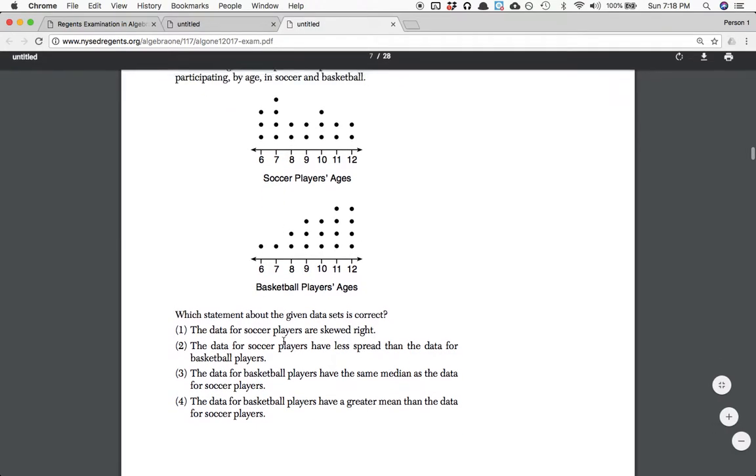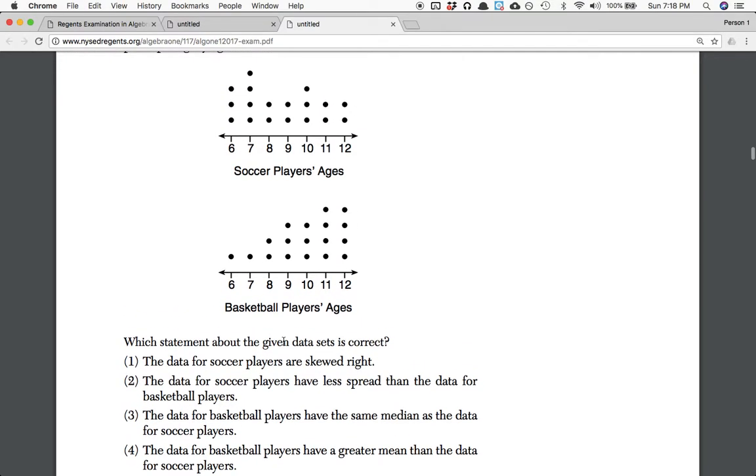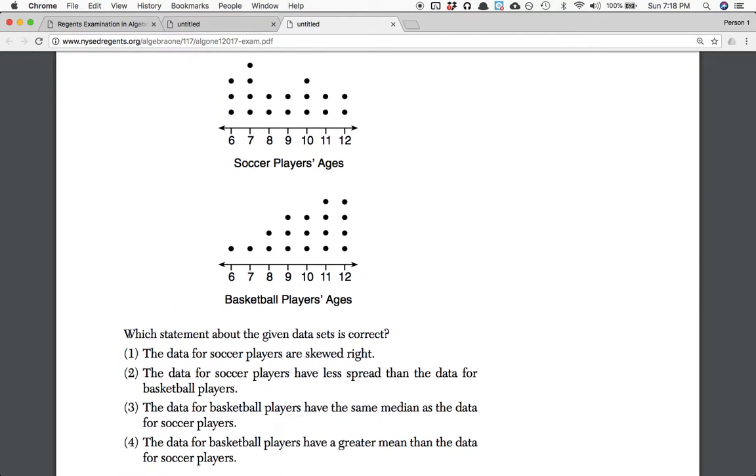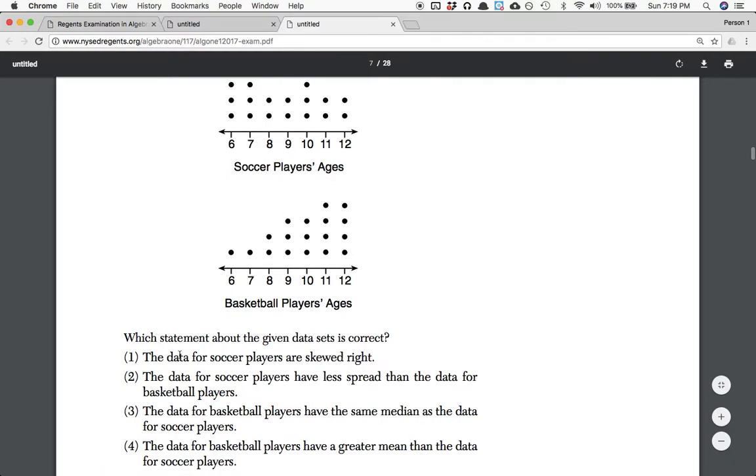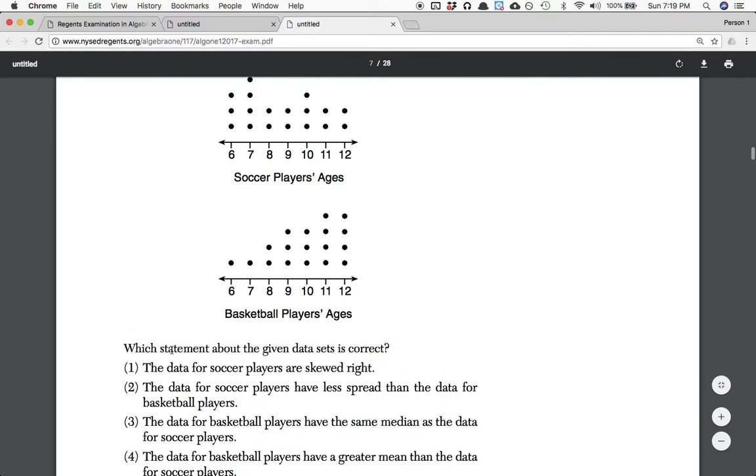And it wants to know, and maybe I can zoom in a little bit now that we see what those two things mean. Here's the real question. Which statement about the given data sets is correct? The data for the soccer players is skewed right. Skewed to the right or the left just means the data is over to the right or to the left. For the basketball players, it definitely looks like it's skewed right. For the soccer players, I'd say if anything, it's skewed a little bit left, and I want which one is correct, so I don't think it's number one. Let's keep looking for another answer.